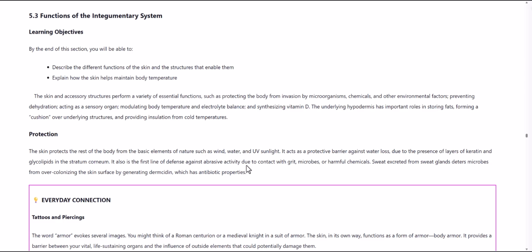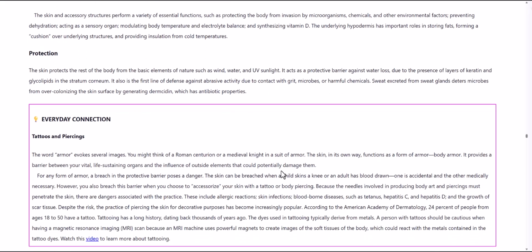It is really a part of our immune function in that it keeps bacteria out and other potential things that could get into our body, chemicals that could hurt us. And finally, because we're sweating all the time, it is actually helping to reduce bacterial infections on the surface of our body.